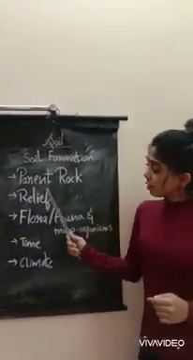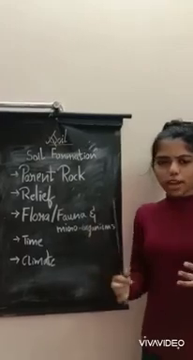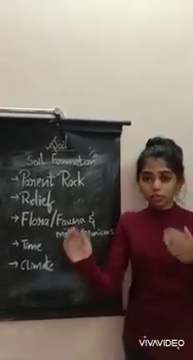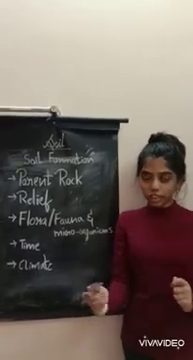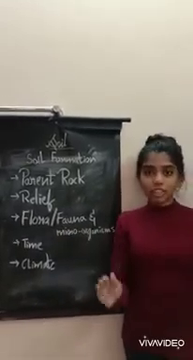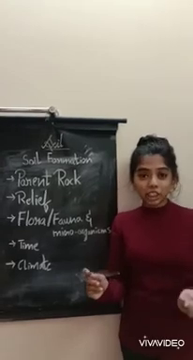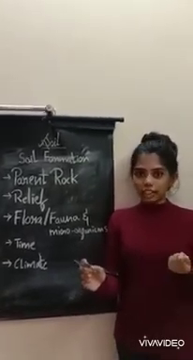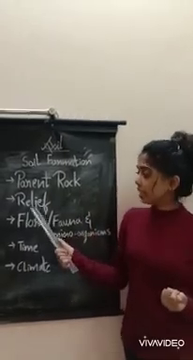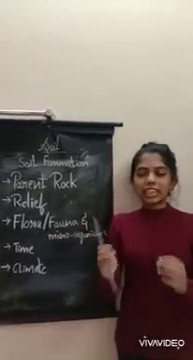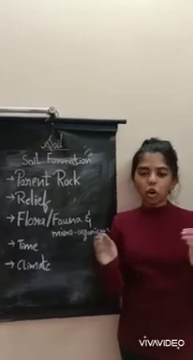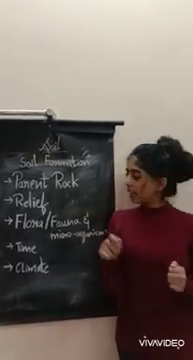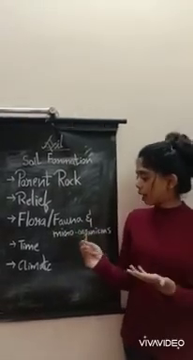So the first factor is parent rock. So parent rock is the big boulder which undergoes a thorough process of weathering to become small grains of soil. So this parent rock determines the color, the texture, the mineral content and the chemical content of the soil granules. The next is relief. Relief is basically the slope and altitude, and it also determines the amount of accumulation of these soil granules. The next is flora, fauna, and microorganisms.